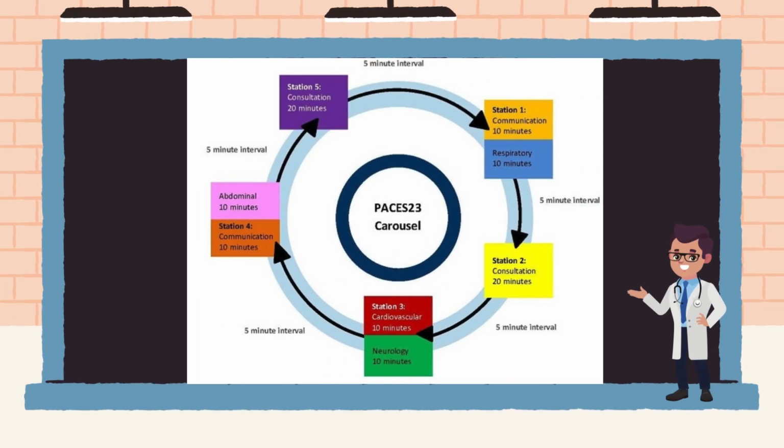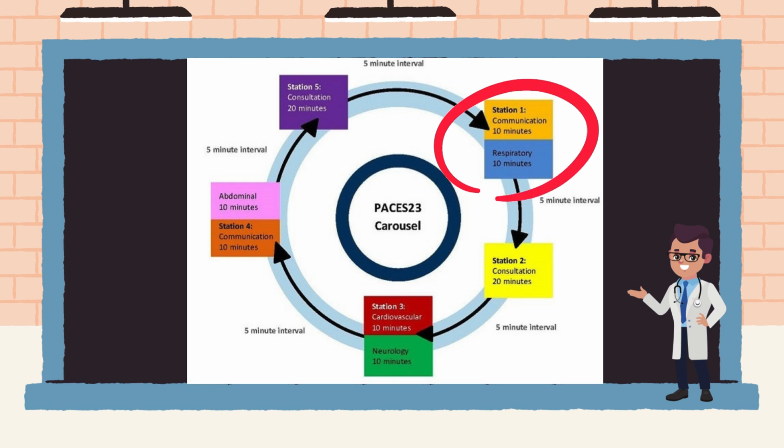The format of the PACES exam was updated in 2023, and this is the PACES 23 carousel, which shows you how you'll rotate between the 5 stations during the exam. You won't necessarily start at station 1. For example, during my exam, I started at station 3. The starting point can vary depending on how the circuit is set up on the day. Let's walk through each one, starting with station 1 and working our way to station 5.